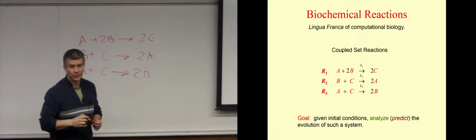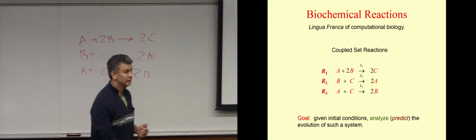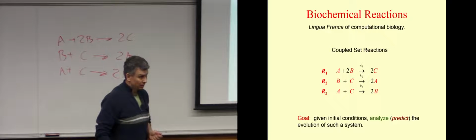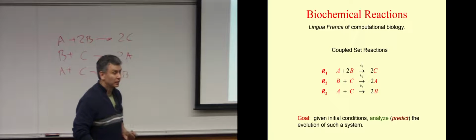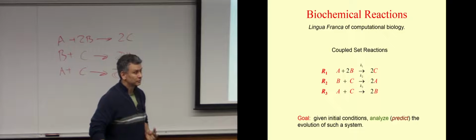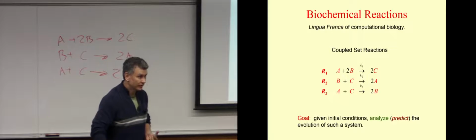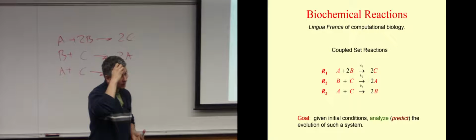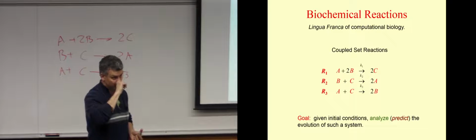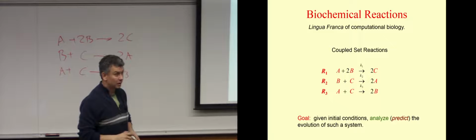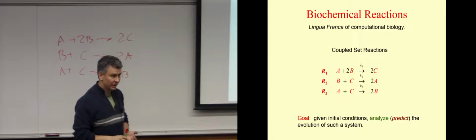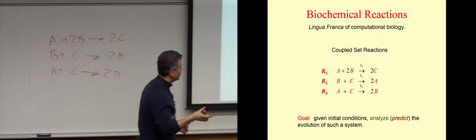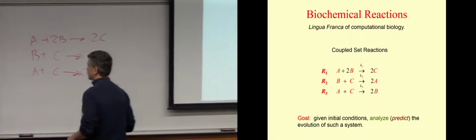Anyone? Alex or anyone else? Yes? You can have something like the rate at which A and B are reducing is somehow related to the rate at which C is increasing. Very good. I mean, it's not going to be exactly addition or something, but the rate at which this reduction happens should be related to the increase of C. Very good.